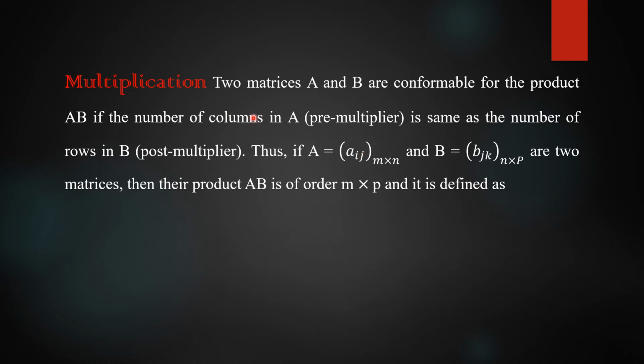You see, two matrices A and B are conformable for product AB. Here, the product AB is indicated. That means product BA may not be defined. Okay. So product AB is defined, it exists, when the column number in the matrix A, the first matrix, this one, AB, the pre-multiplier, is equal to the row number of the second matrix, that is the post-multiplier, this one.